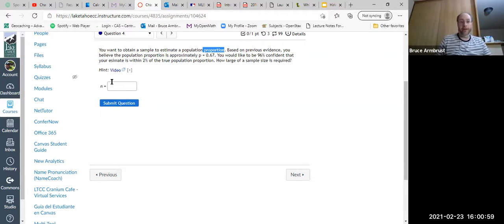Okay, so let me write down some numbers here. I think I got all the information that we need. So things to pay attention to. We know that the population proportion should be around 0.67, and we want to be 96% confident. So that's our confidence level, right? And we want to be within 2% of the true proportion.